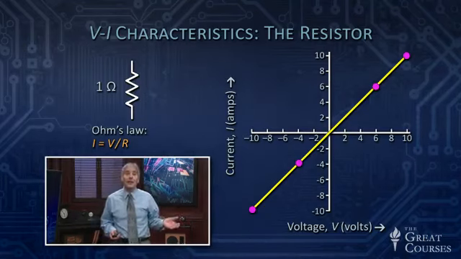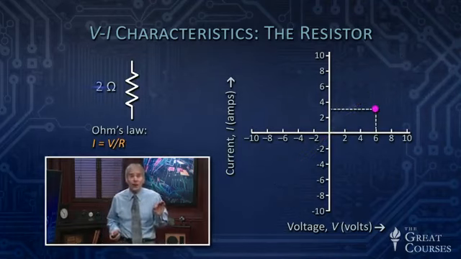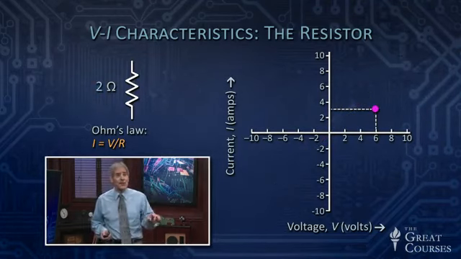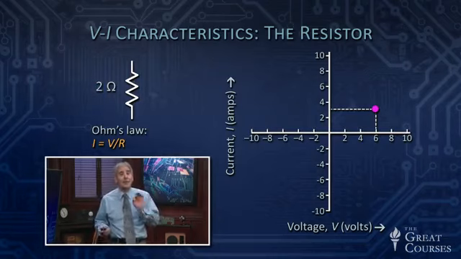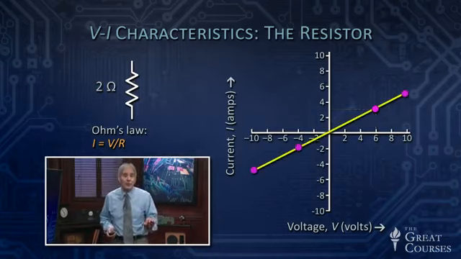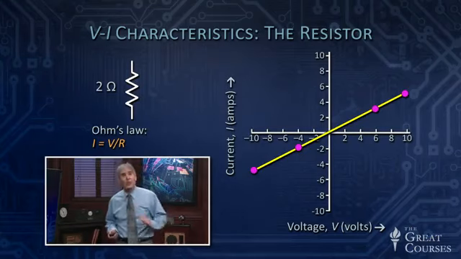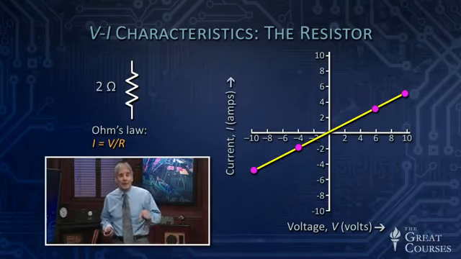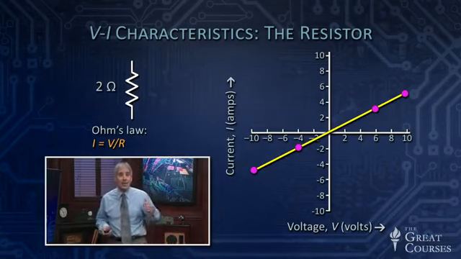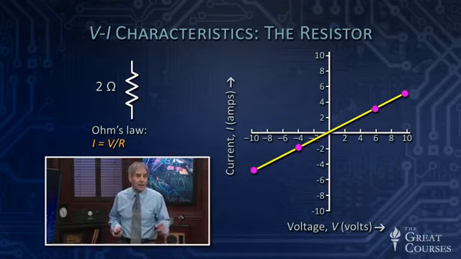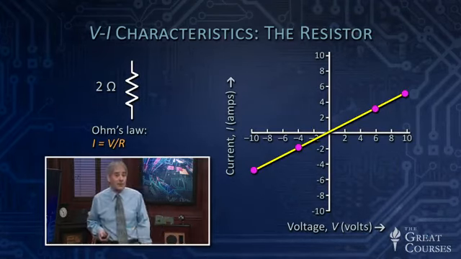What would happen if I made it into a 2 ohm resistor? Well, 2 ohms has twice the resistance, so for a given voltage, only half as much current would flow, and a 2 ohm resistor would have the same kind of characteristic curve, that is a diagonal line, but the slope of that line is less, reflecting the fact that we get less current for a given voltage through the 2 ohm resistor.